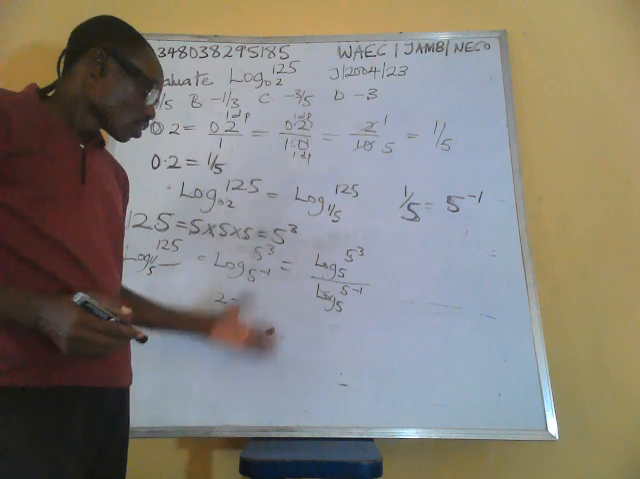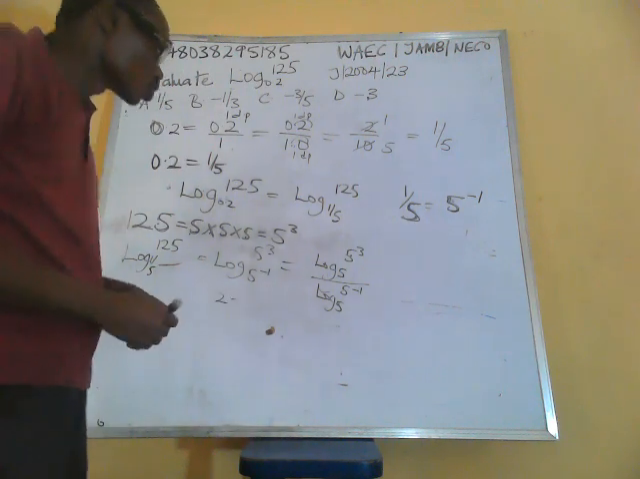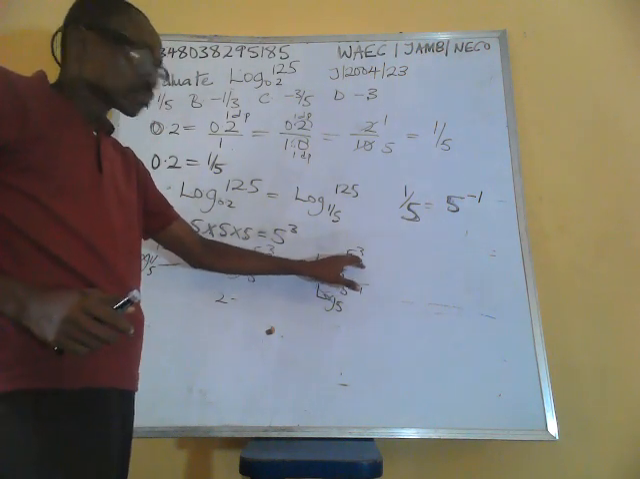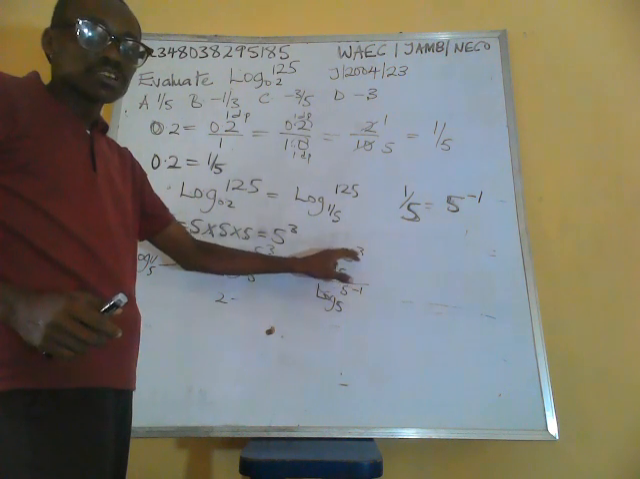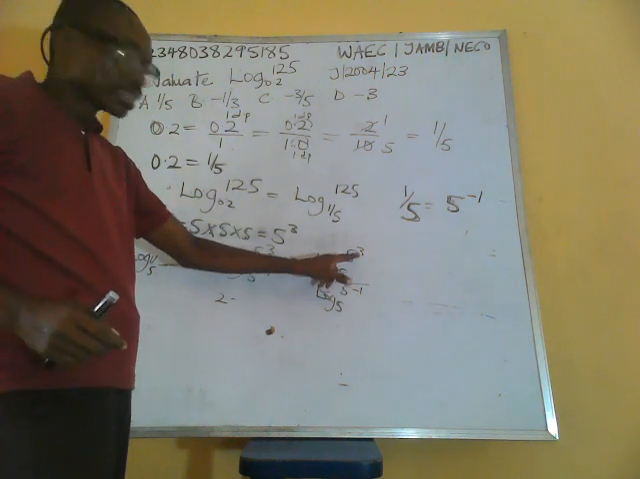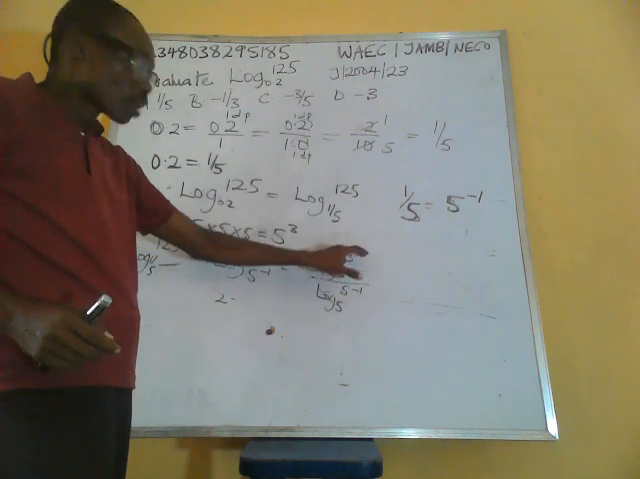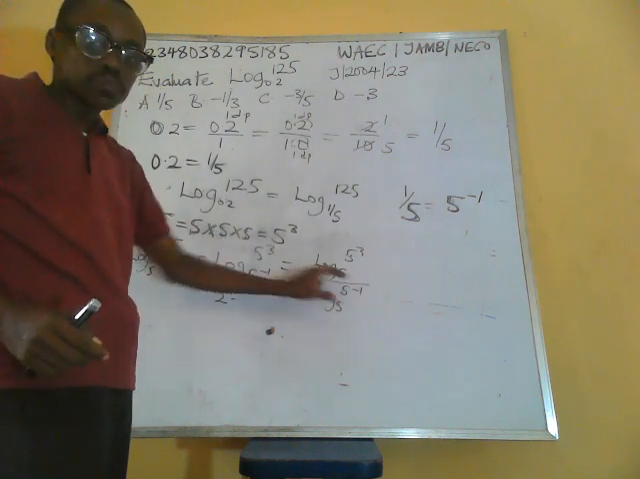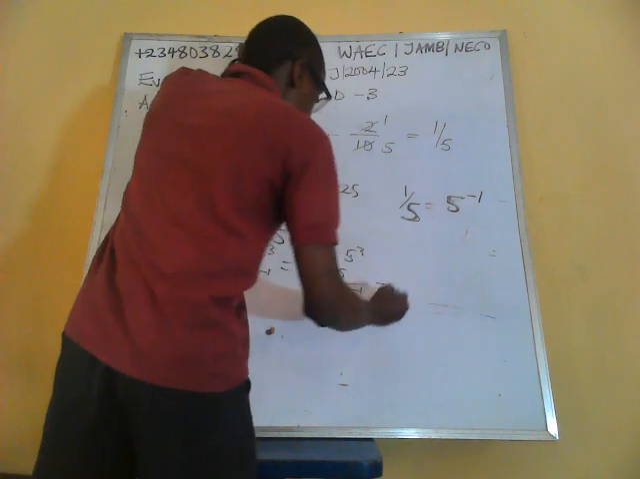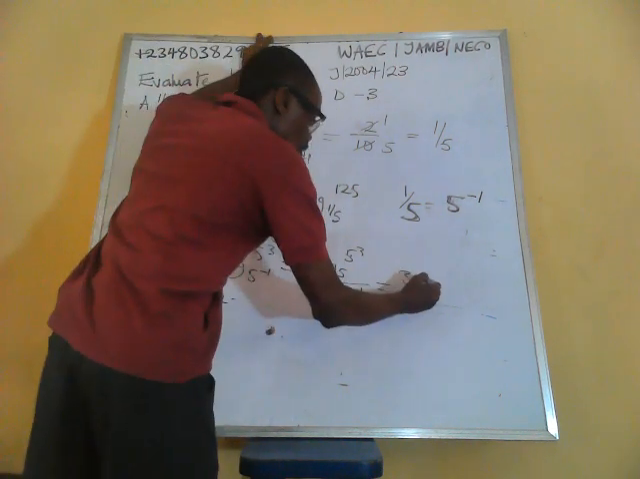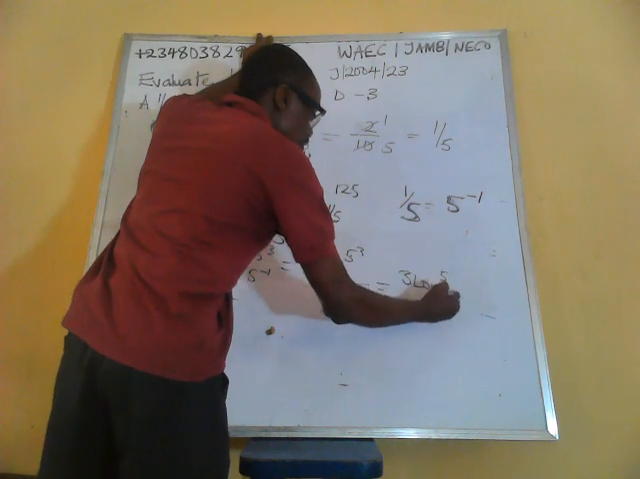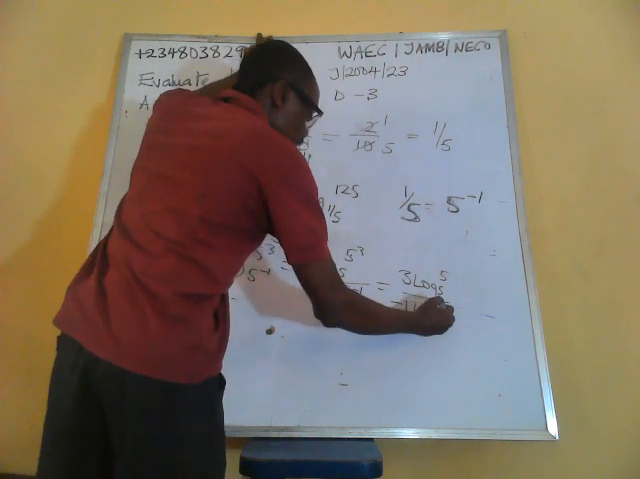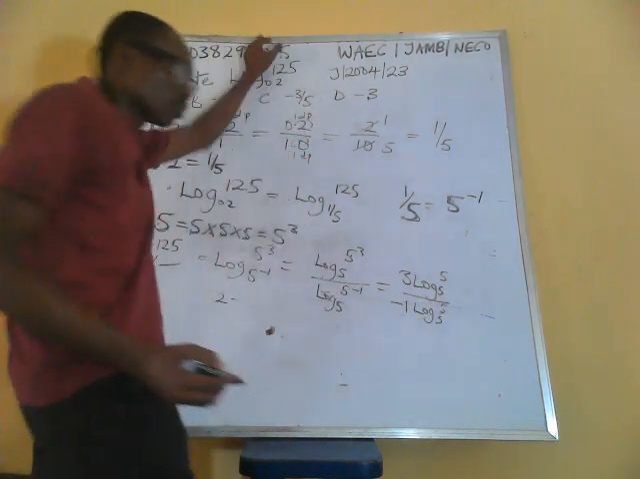So at the end of the day, what do we have? This is going to lead us to the power rule. When you have a power in a log, when you take the log of a number and that number is expressed in index form, you can take the index, the power, behind the log. So we're going to take 3 behind the log, take minus 1 behind the log over here. So let's do that. The 3 goes behind. We have 3 log 5 base 5 all over, here we have minus 1 log 5 base 5 as well.